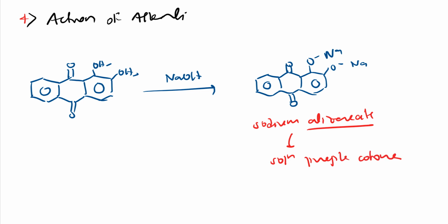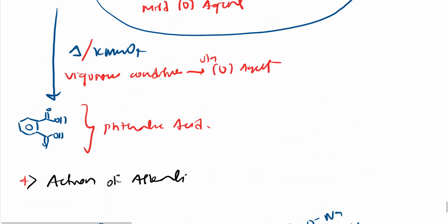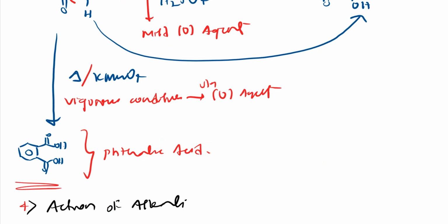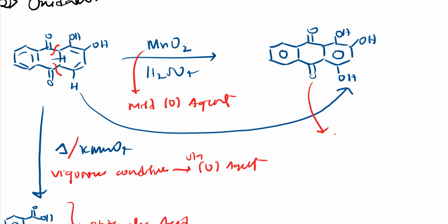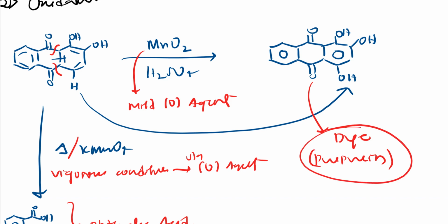And one more thing: in vigorous condition I got phthalic acid, and with a mild oxidizing agent I got this. So this also acts as a dye. Its name is purpurin. So with a mild oxidizing agent it will form a dye, and the name of this is purpurin.